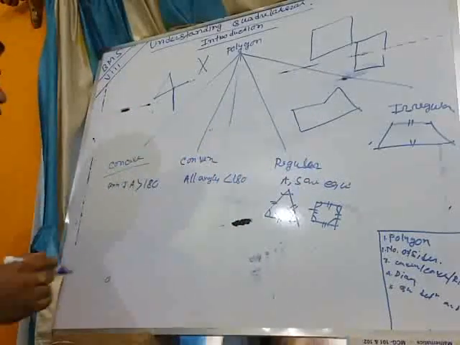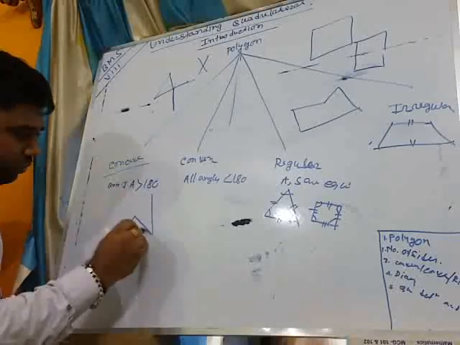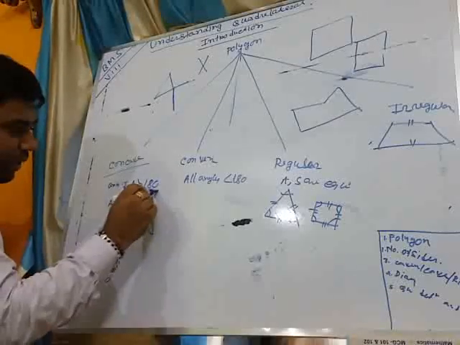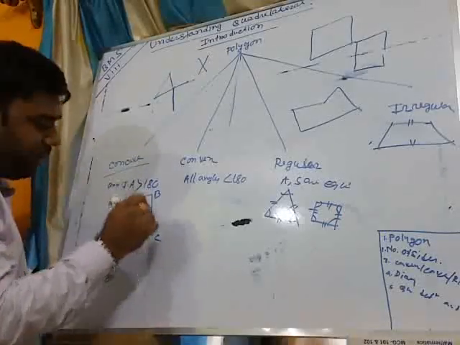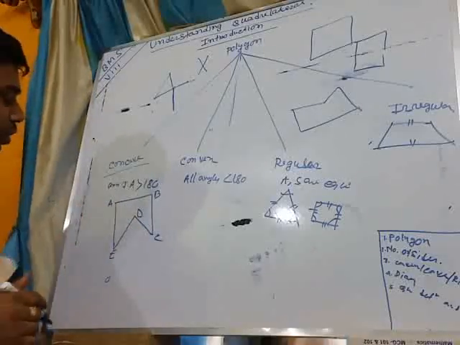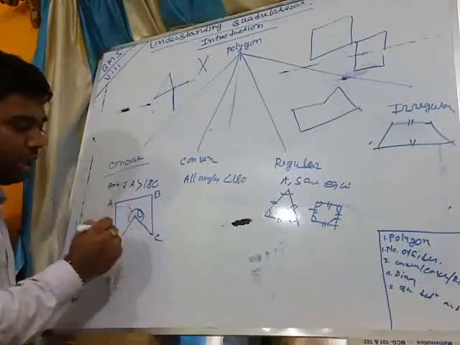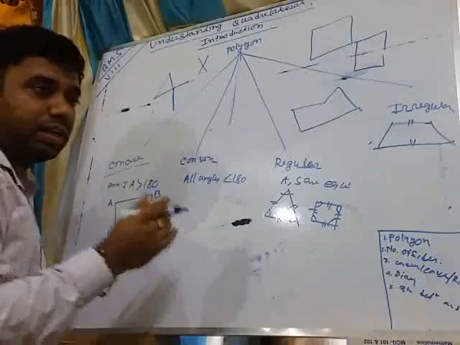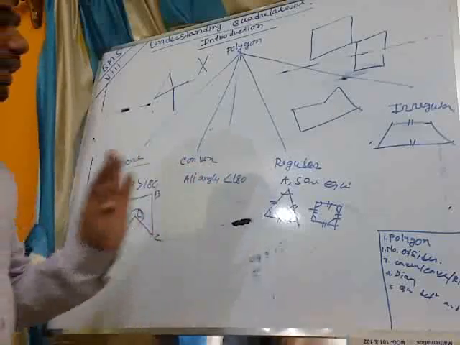Now, concave polygon. If I draw a polygon, that is A, B, C, D, E. All vertices are given names as A, B, C, D, E. This is a figure of a concave polygon. Why is it a concave polygon? Because this angle is more than 180. More than 180. That's why it is a concave polygon. And convex polygons are all the polygons like square, parallelogram, rectangle. These are convex polygons. And we have already discussed regular and irregular.